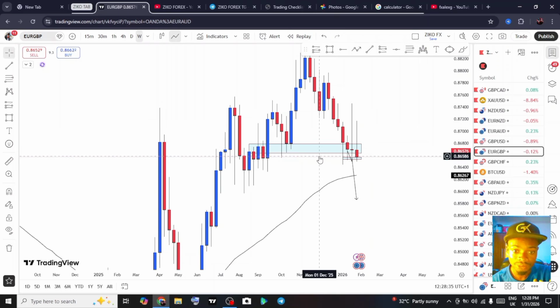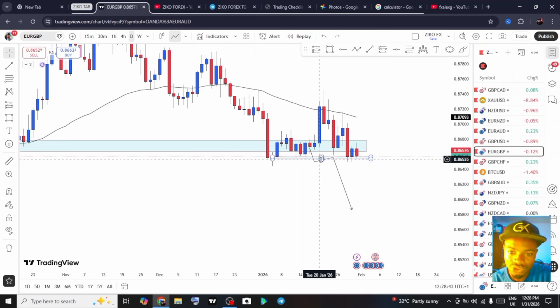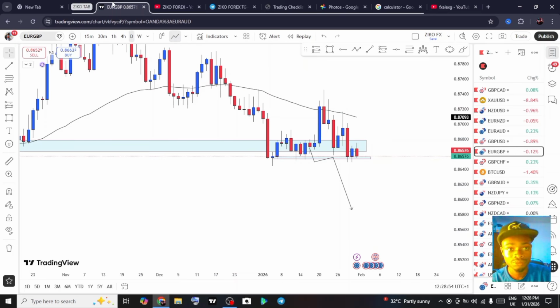That is a very good sign because it shows us that we are going to potentially continue selling this market. And if you look at the daily time frame, you can clearly see that we have some form of, it's not so clean, but we have like a left head, right shoulder right here. So this might be a very clean trade. I'm telling you right now, fxalexg might actually mention this pair on Sunday, right?